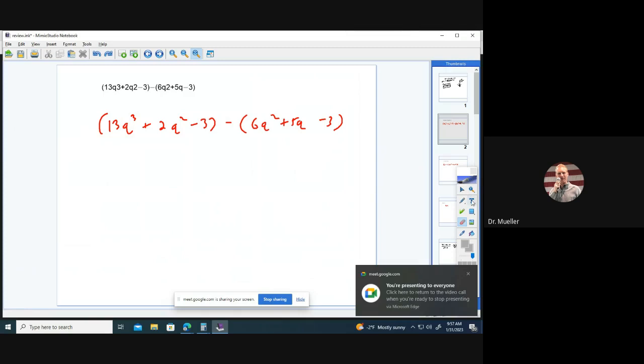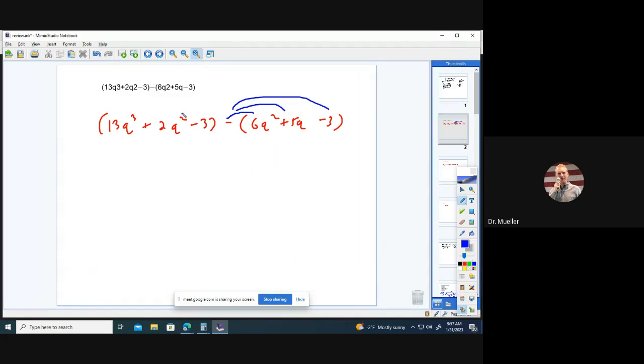All right, so let's take a look at the first one here. So we're going to distribute the minus to everything inside of that second parenthesis. That'll change everything to its opposite. So we get minus 6q squared minus 5q plus 3. And then we're going to go ahead and collect like terms.